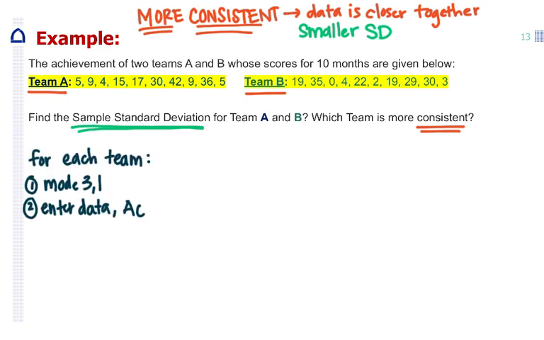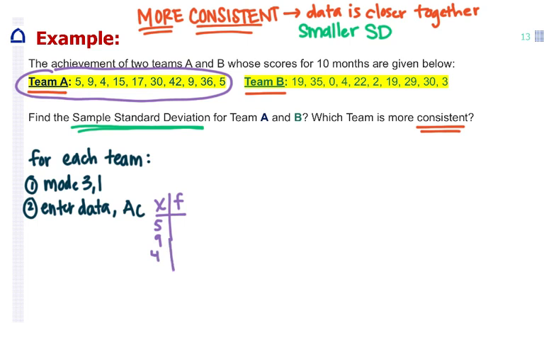So for each team separately, we're going to take our calculator, press mode 3.1 or menu 6.1, and then enter the data and press AC. So why don't you stop the video right now and just do that for team A. Press mode 3-1, enter the data, and press AC. And as you do that, you might notice that there's two columns, the X and the frequency, and you're putting all the data in the X, and as you're doing that, the frequency fills up with ones. Since this isn't a table, we can just leave the frequency with those number ones.